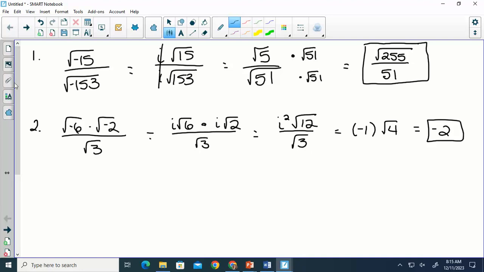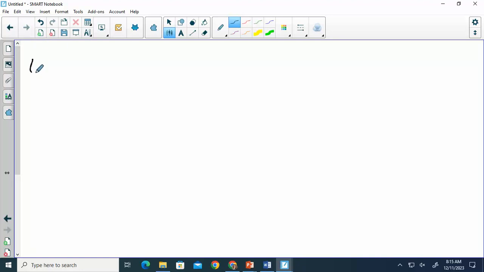Number 6. For proper notation, we are not allowed to have a radical or an i in the denominator. So we have to get that i out. If all you did was multiply by an i, it would just make it 2i minus 1 or minus negative 1, so it doesn't help. What do we have to multiply by?